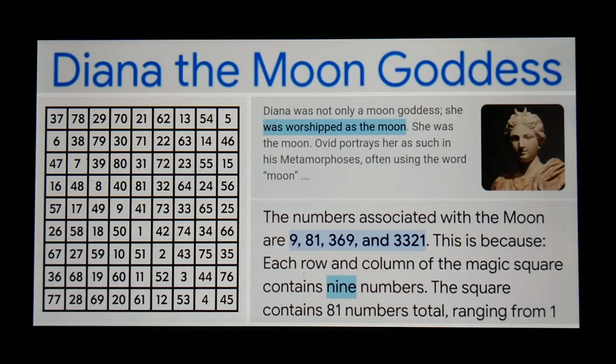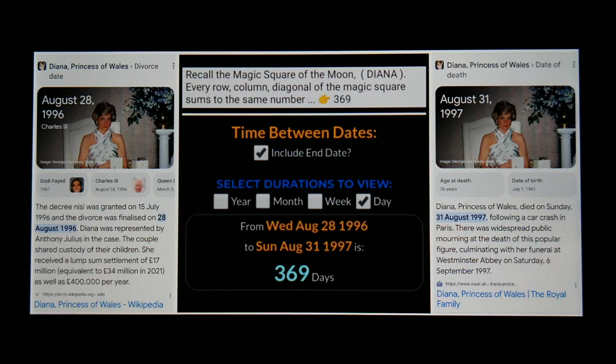So back to this magic square of the moon. If you pick any column, any row, any diagonal, there's a lot more to say about the magic square, but just to keep it simple, pick any row. Add up the numbers. The sum is 369. And wouldn't you know, Princess Diana died a span of 369 days after her divorce was finalized.